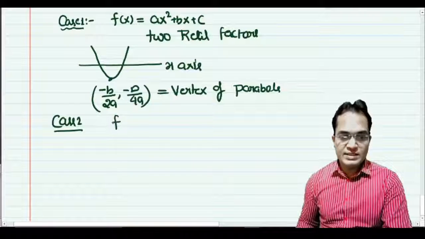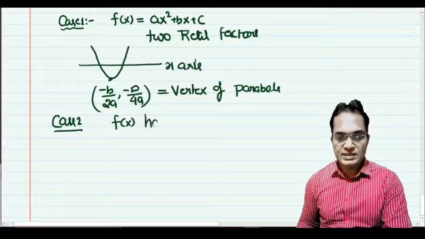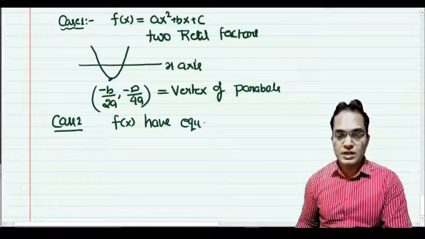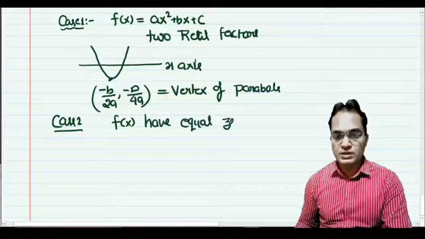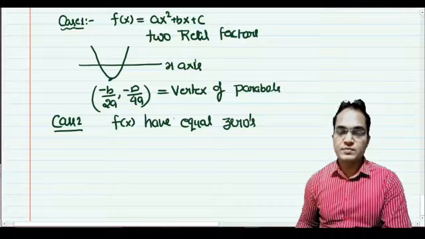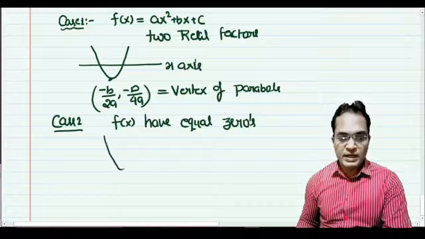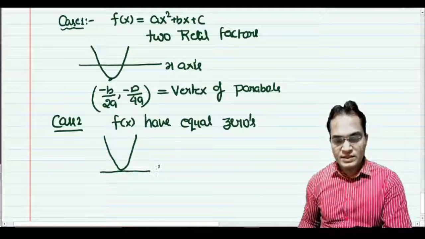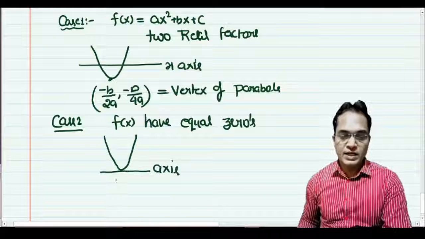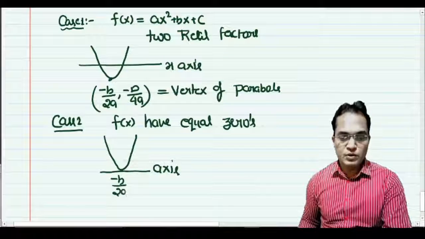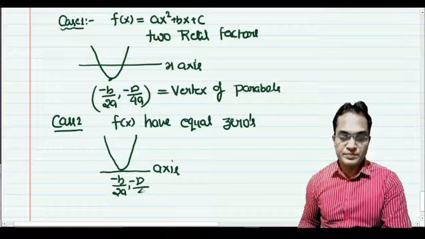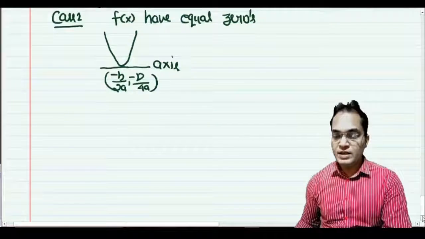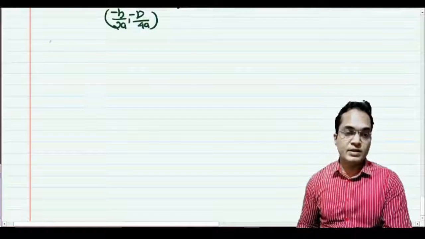Okay. Second, case 2. If f(x) has equal factors, equal zeros, or you can say equal factors, then the graph will be like this, and the x-axis only touches the graph. This is case number 2, and here this point will be minus b by 2a comma minus d by 4a again.